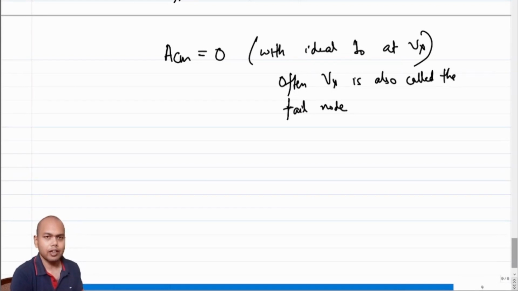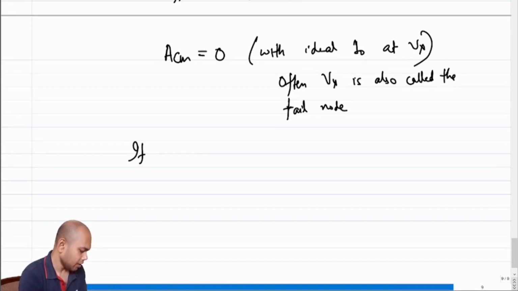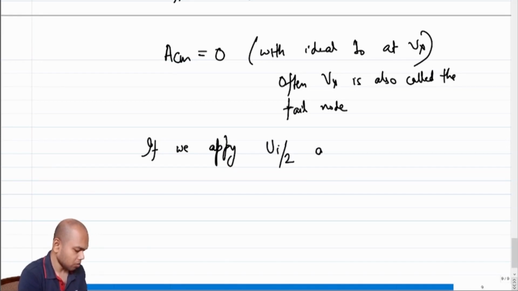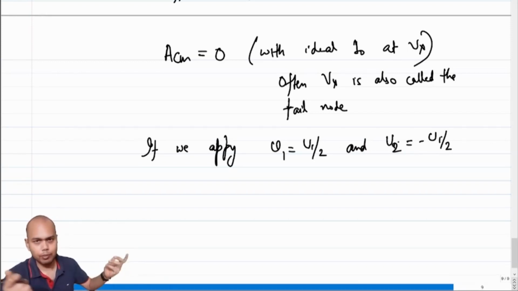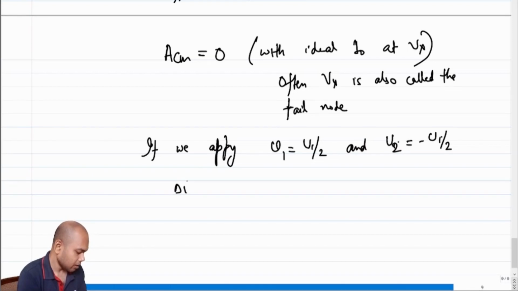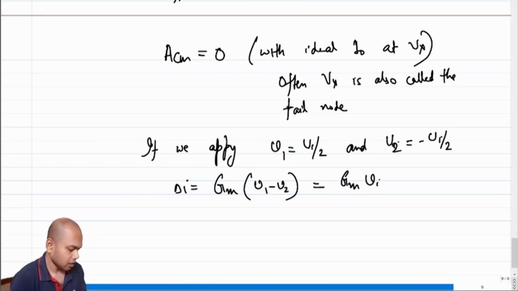What about if we apply a differential excitation? Let's say V1 equal to Vi by 2 and V2 equal to minus Vi by 2, right? Basically, I am increasing the gate voltage of M1 and reducing the gate voltage of M2. That's all I am doing. So what will be the incremental current? Delta I will be Gm times V1 minus V2, that is Gm times Vi.